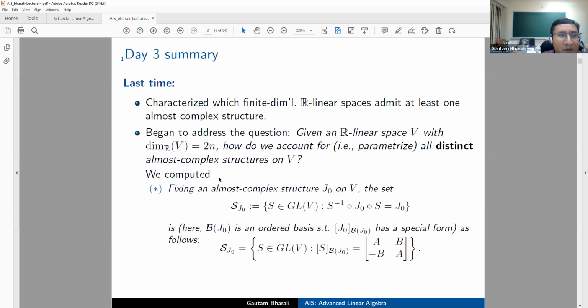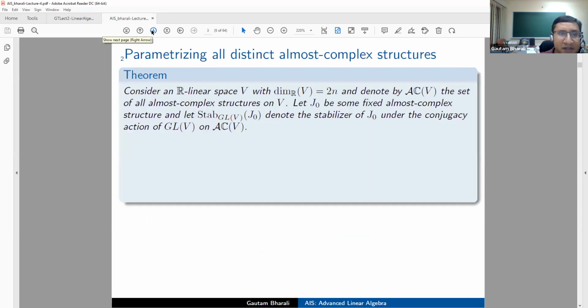So remember, this question that I have in italics is not a question that we have answered fully, because you cannot simply say, well, the set of all distinct almost complex structures is in one-to-one correspondence with GL of V, because this set is non-trivial. So let's carry on. And here is the theorem. Here is the theorem that addresses the question on the previous slide.